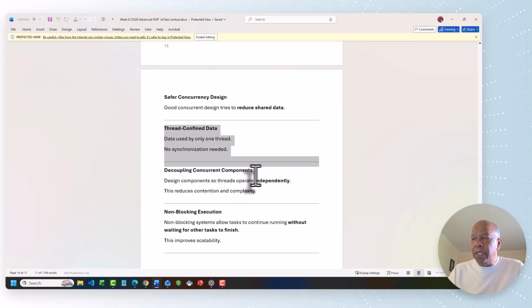Decoupling concurrent components. Design components or threads to operate independently. This reduces contention and complexity. Non-blocking execution. Non-blocking allows the task to continue running without waiting for other tasks to finish. Okay, we do not block each other.